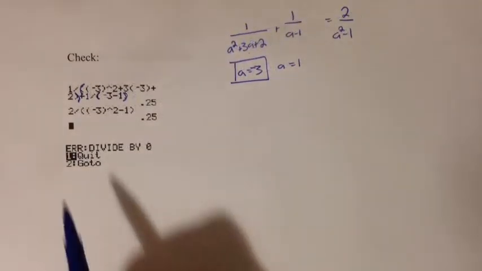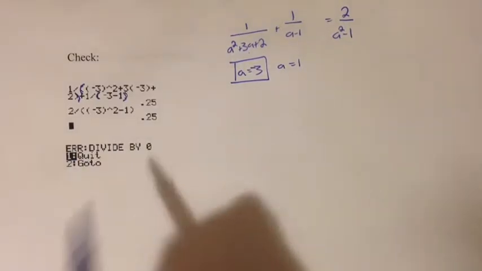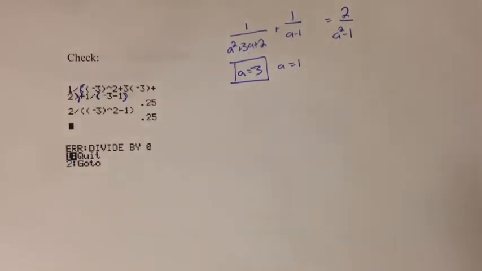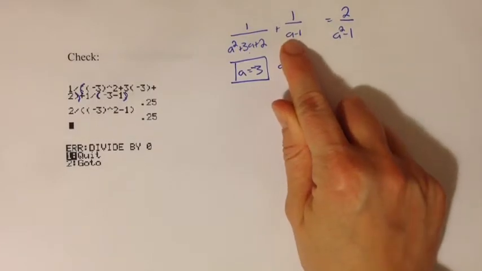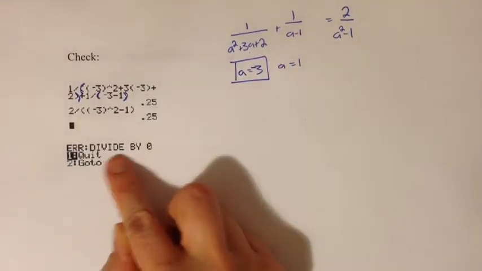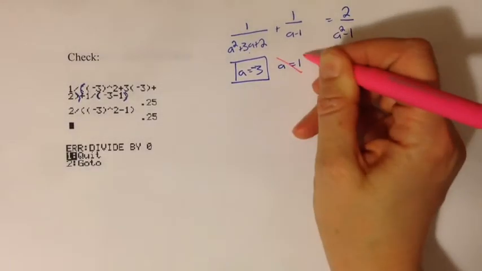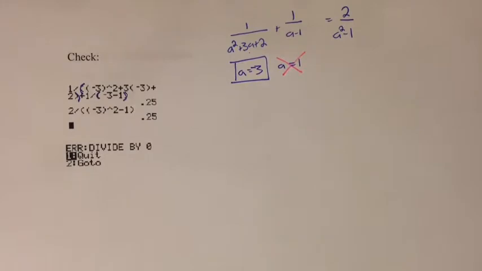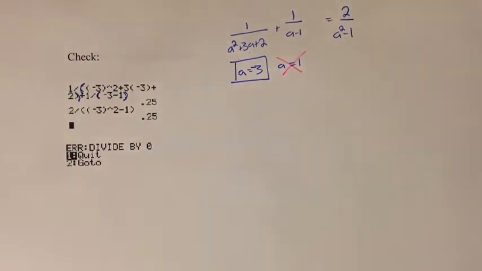However, when I go to plug in 1, my calculator spits back this error. Error, divide by 0. That means something went horribly, horribly wrong. Looking back at my original equation, I can actually pretty easily see what it is. If I plug a 1 in here, I'm going to have a 0 in the denominator, which is going to cause division by 0. Division by 0 is bad news. So a equals 1 is not really one of my answers. My only answer will be a equals negative 3.